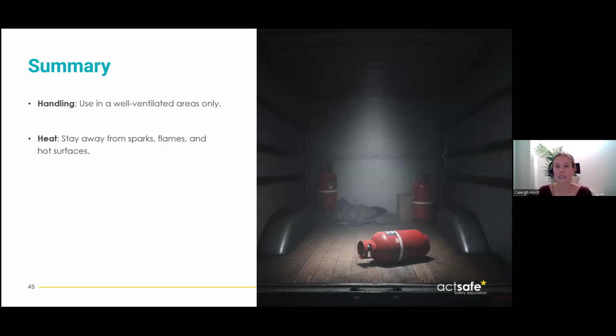So our key takeaways for Section 7 is that it's going to give you really clear, practical steps for handling safely and storing safely, and then helping to prevent any accidents before they happen. So again, we want to take a look at Section 7 before we work with a product so that we know how to handle it while we're using it or when we're finished using it.